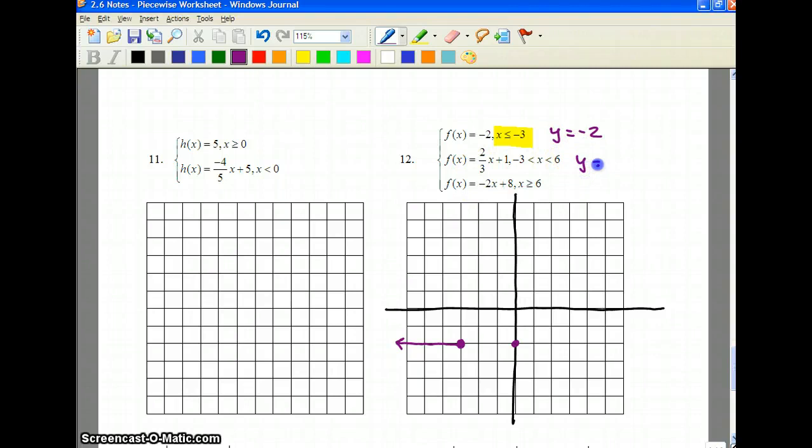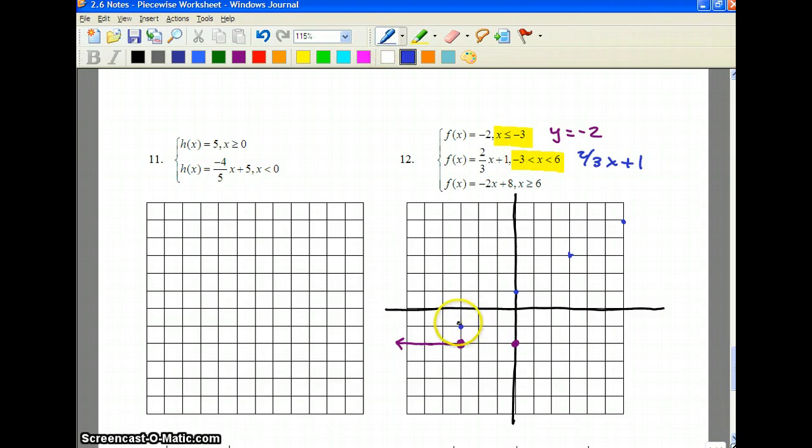This one, 2/3 x plus 1. So we would go up to 1 and then count up 2 over 3, up 2 over 3, down 2 over 3. So if we could connect all those if we wanted to, but we only want to connect them from where to where? -3 to 6, not including them.